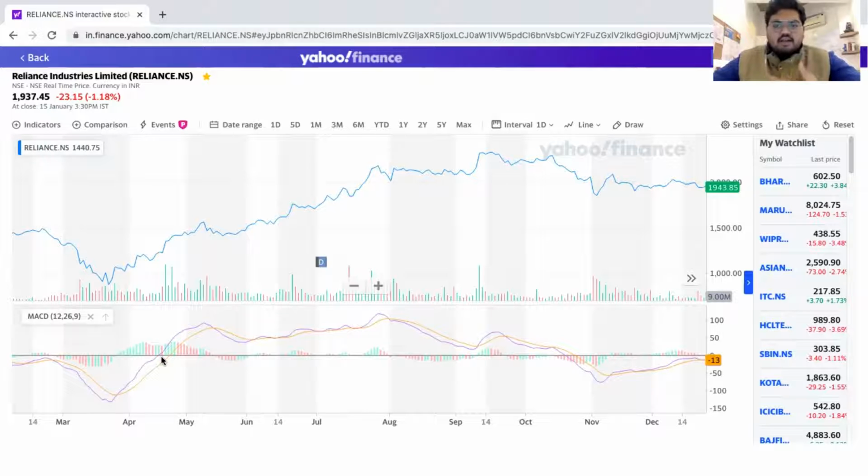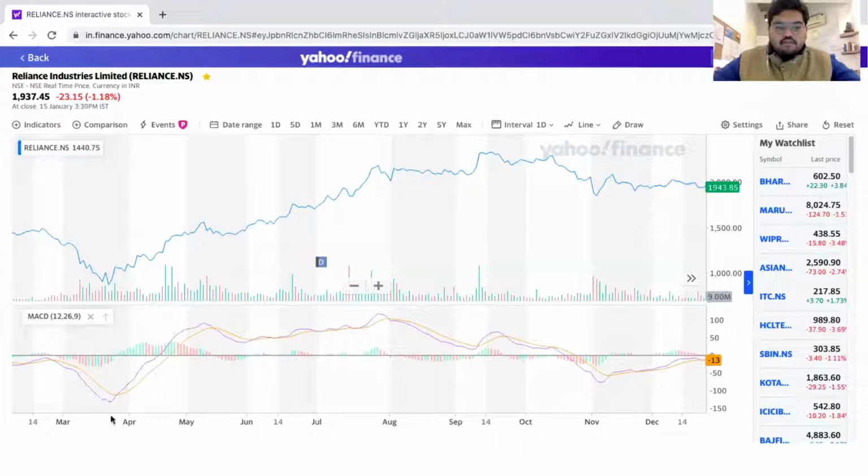So let's see, how do we find out the trend of the stock? The first thing that you need to see is something called the signal crossover or the signal line crossover. So if the MACD line crosses the signal line and goes above it, that is usually a confirmation of the positive trend. But if the signal line crosses the MACD line, and the MACD line goes below the signal line, that is usually a confirmation of a negative trend.